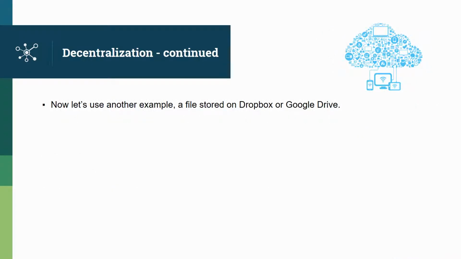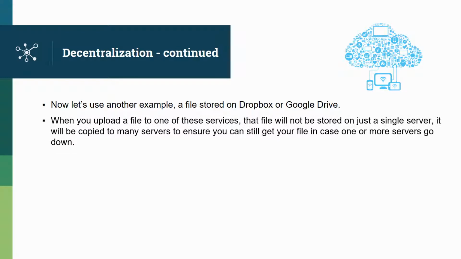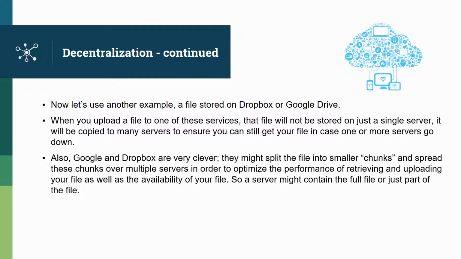Now let's use another example, a file stored on Dropbox or Google Drive. When you upload a file to one of these services, that file will not be stored on just a single server. It will be copied to many servers to ensure you can still get your file in case one or more servers go down. Also, Google and Dropbox are very clever. They might split the file into smaller chunks and spread these chunks over multiple servers in order to optimize the performance of retrieving and uploading your file, as well as the availability of your file. So a server might contain the full file or just part of the file.